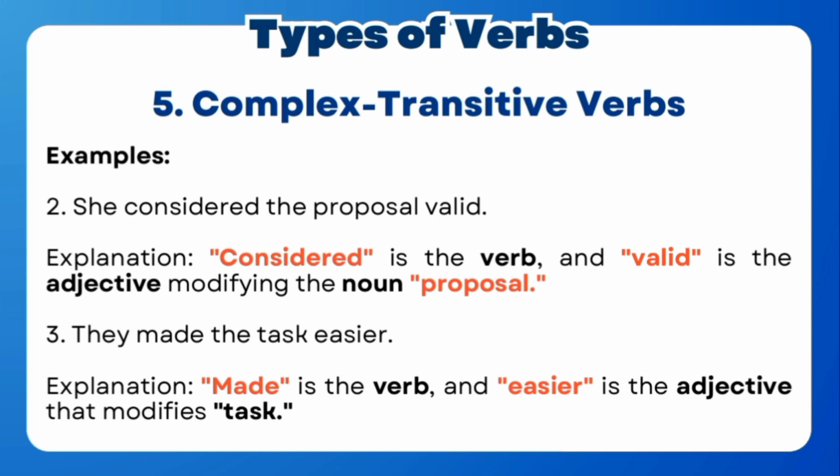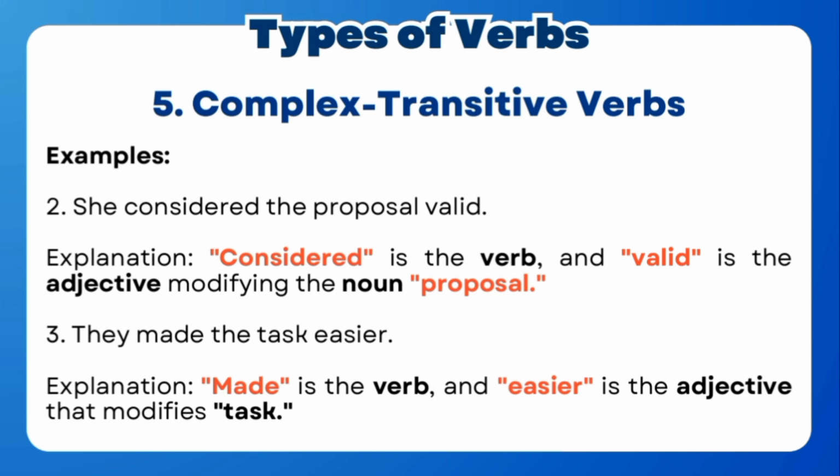Now let's have some other examples. In the sentence, she considered the proposal valid. Considered here functions as a complex transitive verb, and valid is the adjective modifying the noun proposal. This is the same with the sentence, they made the task easier, whereas made is the complex transitive verb, and easier is the adjective that modifies task.